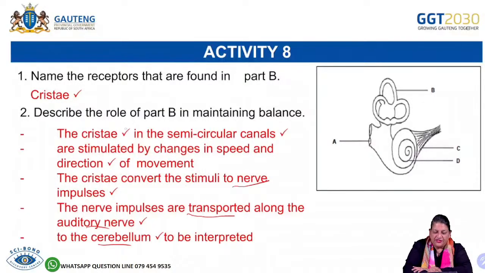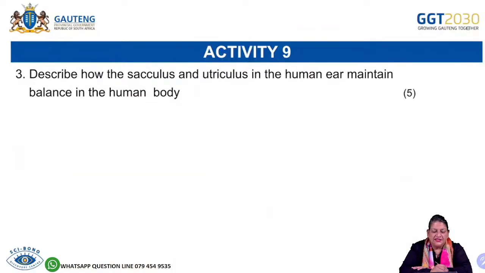Again, what's the role? How does B maintain balance? It has the cristae, which is stimulated by the change in the speed and direction, right? There's a nerve impulse that's created. It will be transported by the auditory nerve to the cerebellum, where balance will be restored. Okay. And then the next one, describe how the sacculus and utriculus in the human ear maintain balance.